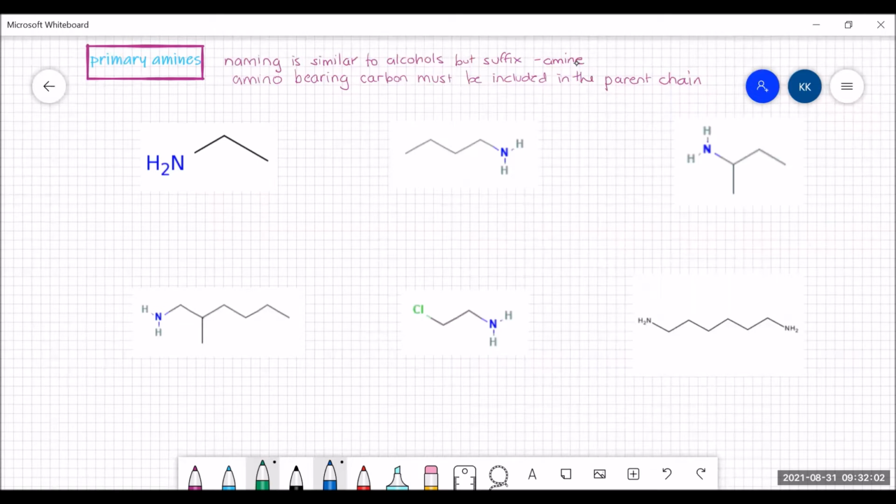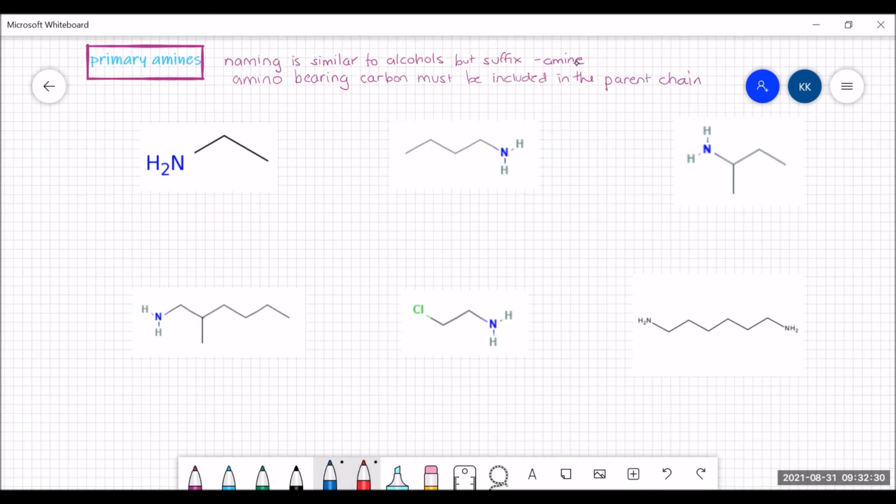The primary amines first. Their naming is very similar to the way we name the alcohols, but we're going to obviously use the suffix amine instead of ol. So we had a hydroxyl-bearing carbon when we were naming alcohols, so let's have an amino-bearing carbon, and that must be included in the parent chain. So let's run through some examples.